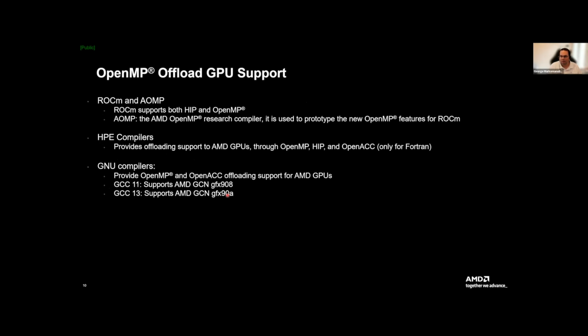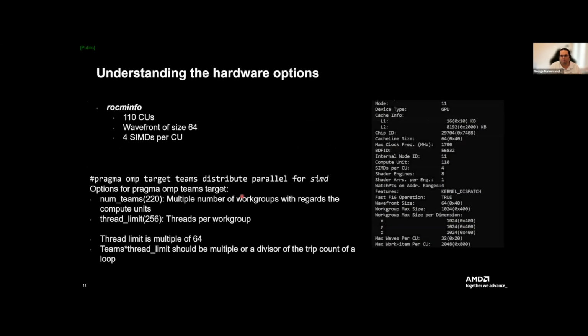Now, my colleague Jose will talk about OpenMP offload GPU support. As I said, ROCm and AOMP, which is more of a research compiler. HPE compilers provide offloading support to AMD GPUs through OpenMP, HIP, and OpenACC only for Fortran, as we said. And in Gruy compilers, OpenMP and OpenACC offloading support for AMD GPUs. The DC11 supports MI100, and DC13 is the MI200 series. They are working on it and they are improving some features for our collaboration.